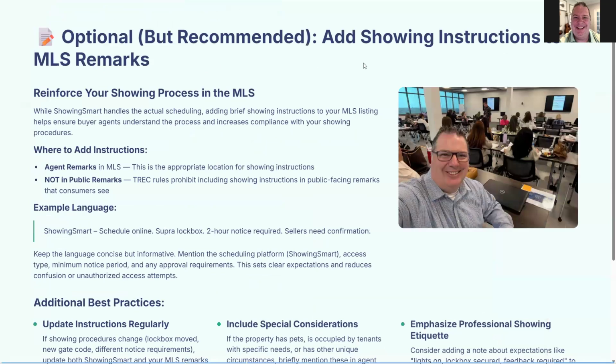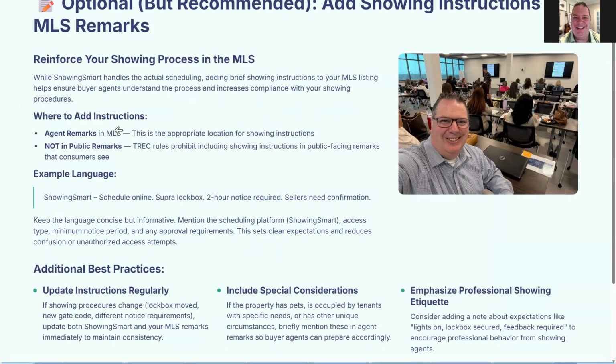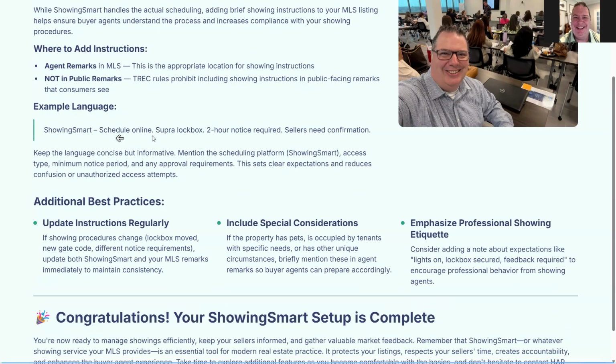Optional but recommended: add showing instructions to MLS remarks. Where to add the instructions? Agent remarks in MLS. This is the appropriate location for any showing instructions. Do not put these in the public remarks. Rules prohibit including showing instructions in public-facing remarks that consumers see. That'll get you a fine. So example language is: ShowingSmart, schedule online, Superlock, Superbox, 2-hour notice required, sellers need confirmation.